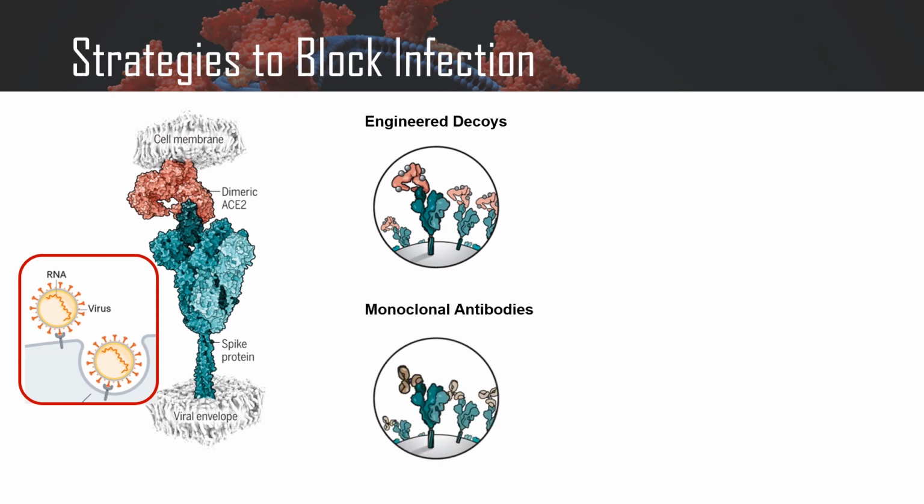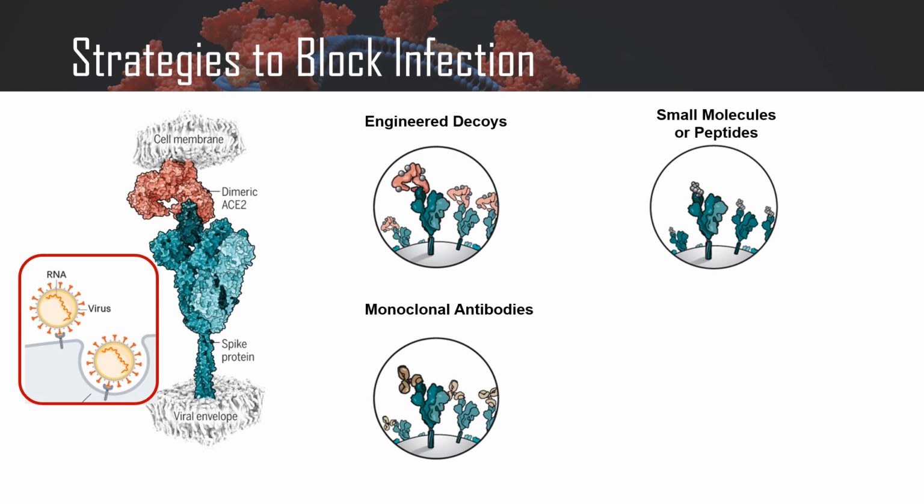Next up are monoclonal antibodies. So spike protein specific antibodies will block the spike protein and prevent viral fusion. Monoclonal antibodies are essentially laboratory-made proteins that mimic the immune system's ability to fight off harmful pathogens such as viruses.